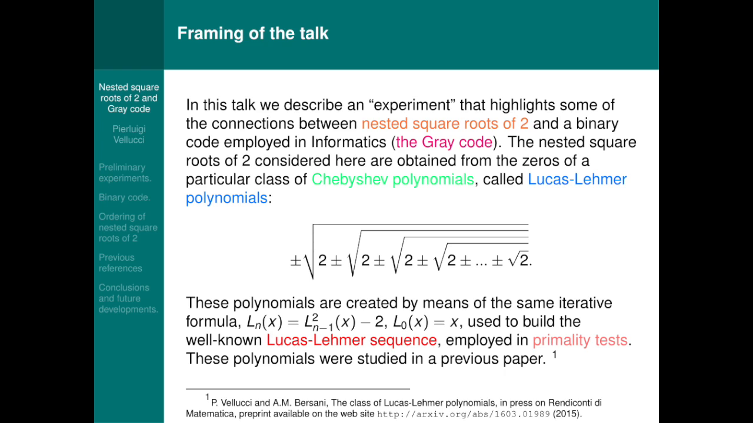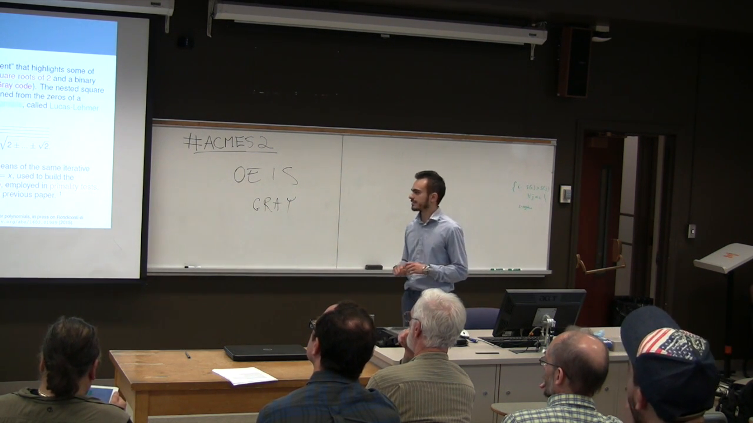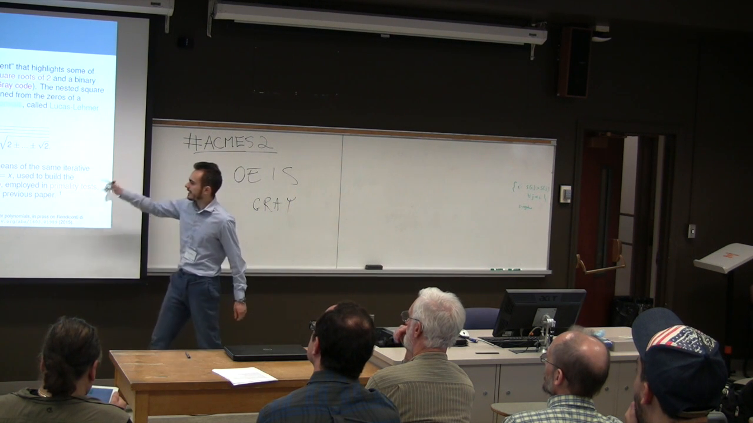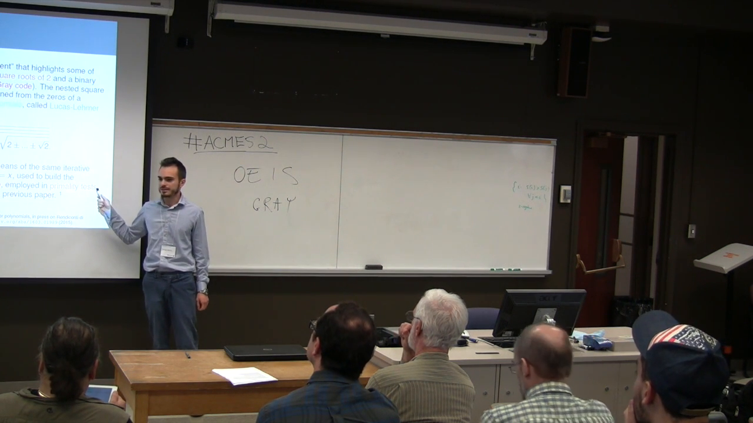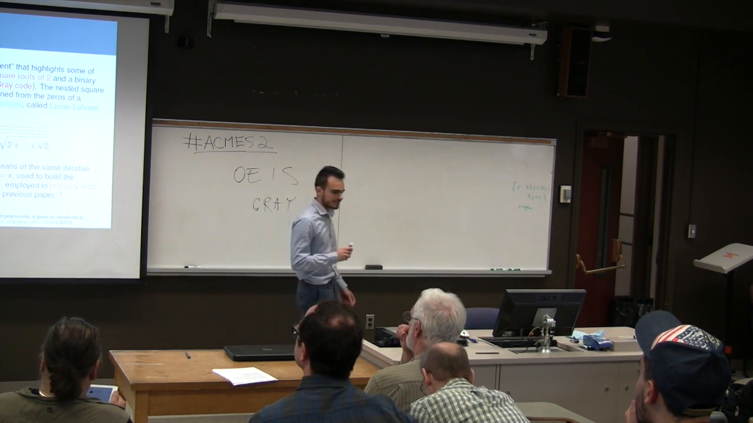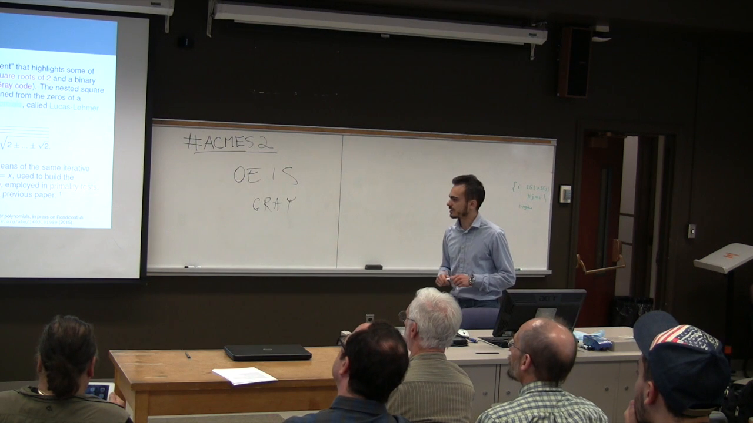Well, in this talk, we highlight some connections between nested square roots of 2 that have this form, and the Gray code. The nested square roots of 2 considered here are obtained from the zeros of a particular class of Chebyshev polynomials, which we call Lucas-Lehmer polynomials, because they are created by means of the same iterative roots of a particular primality test, that is the Lucas-Lehmer primality test. The properties of these polynomials are approached in a previous paper.